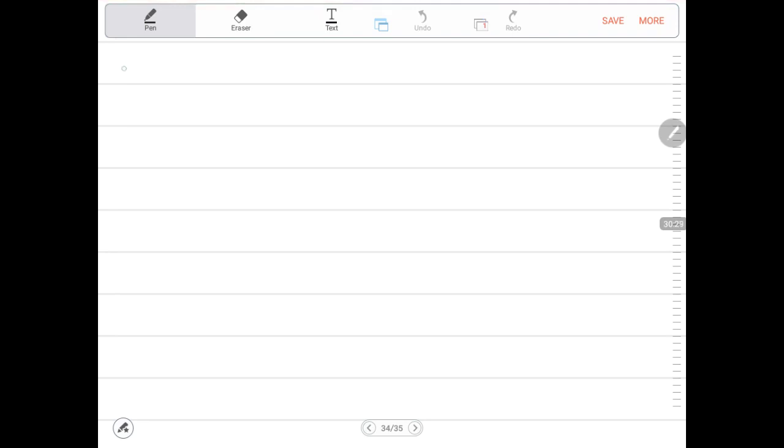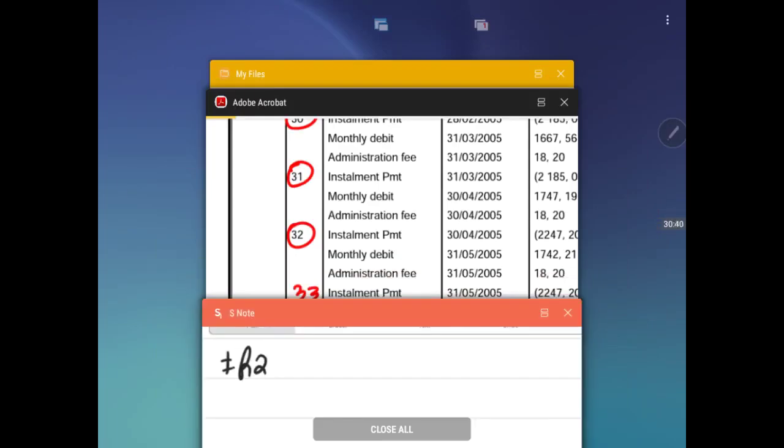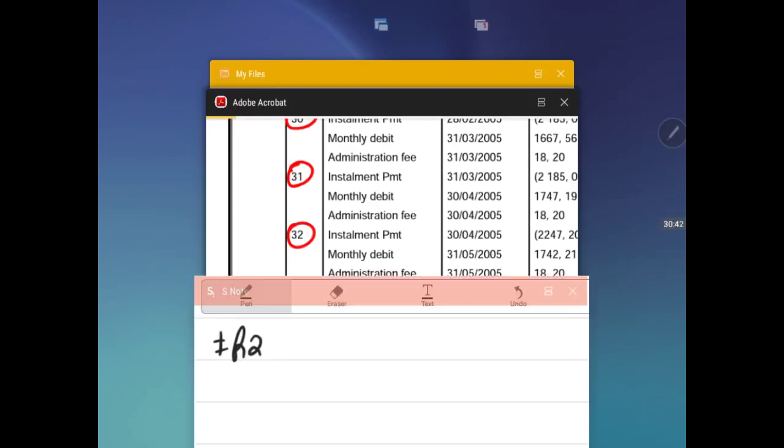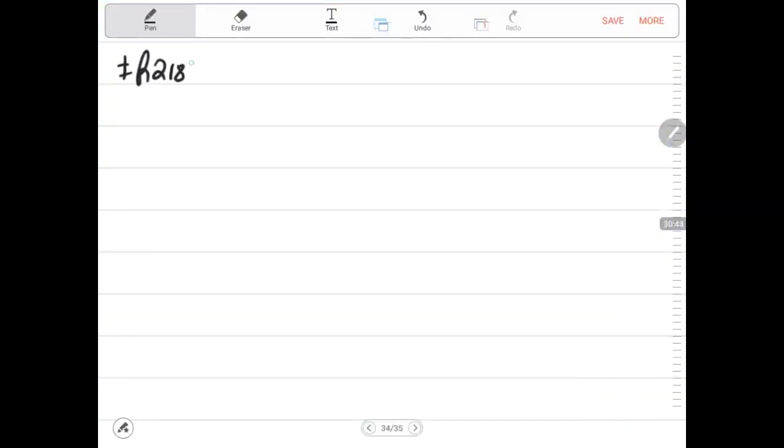So in other words, we have to say plus minus 2,185.08 minus 18.20.